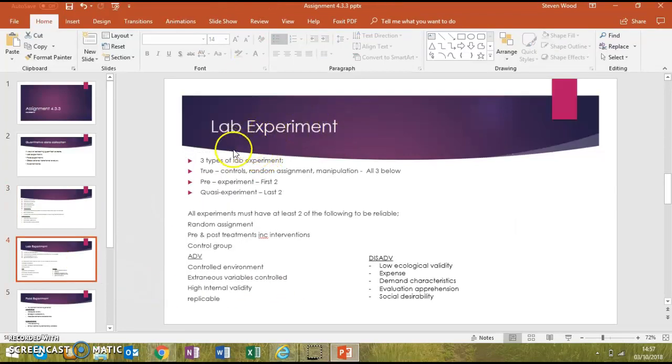Firstly, we look at lab experiments. There's three types of lab experiments. There's a true experiment, a pre-experiment, and a quasi-experiment. In a true experiment, it has at least random assignment, pre and post treatment, including interventions, and also a control group. Pre-experiments have random assignment, pre and post treatment, like interventions, etc., but they don't have a control group. A quasi-experiment has pre and post treatments, and also has a control group, but doesn't have any random assignment.